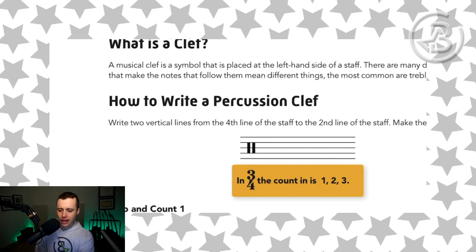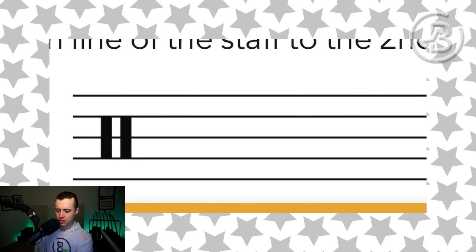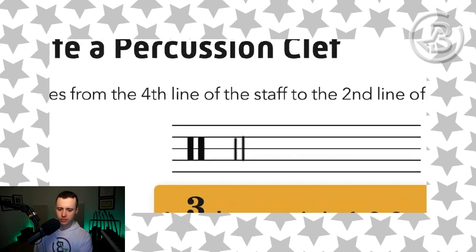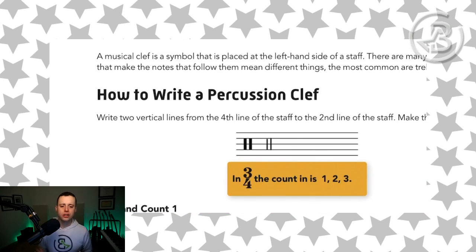So to write a percussion clef, all you've got to do is write a line from line 4 to line 2 of the staff, and then a second line from line 4 to line 2 of the staff. You could make them a little thicker, but honestly, if you just have a pen or a pencil, save yourself some time. Just write one single line from line 4 to line 2, and there you go. You're all done.